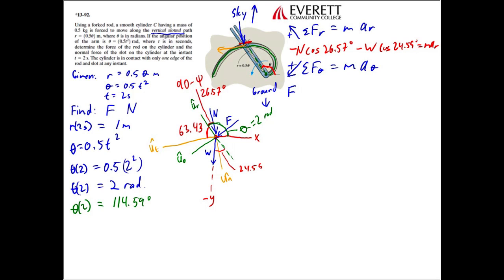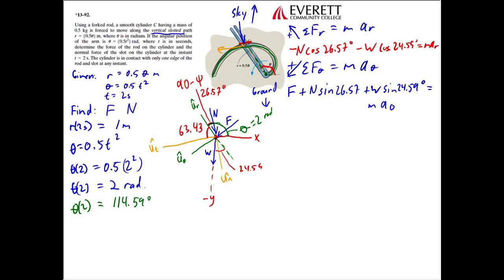So we have that full force, and then of course we're going to have the normal force, and we have to figure out which direction that's going in. It looks like that's also going to be the positive theta direction, and it's going to be the sine of the normal force. So the normal force times the sine of 26.57, and then the weight's also going in the positive theta direction, and we're going to add the weight, and that of course is going to be the sine of 24.59 degrees. All of that together is going to be equal to mass times acceleration in the theta direction.